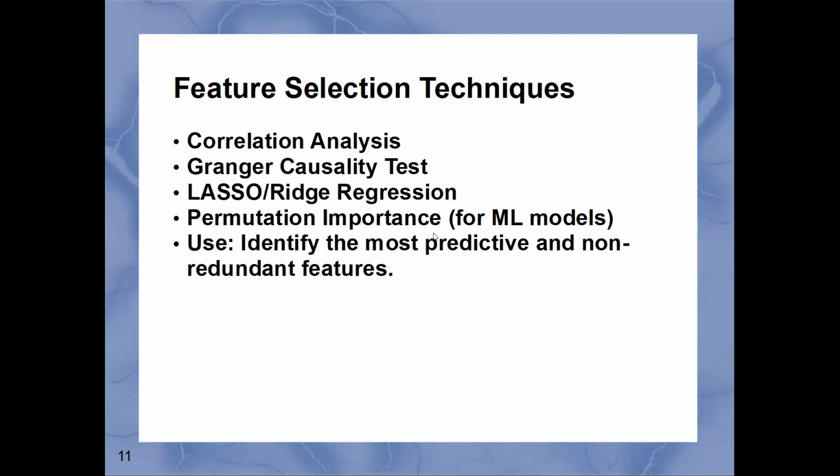So feature selection techniques look at correlation analysis. We might see how your variable compares with another variable, and we could look for causality. There's the Granger causality test for that. We can use ridge regression, and we can also use permutation importance. These are ML models, and we'll talk more about these in a couple of chapters. We want to identify the most predictive and non-redundant features.